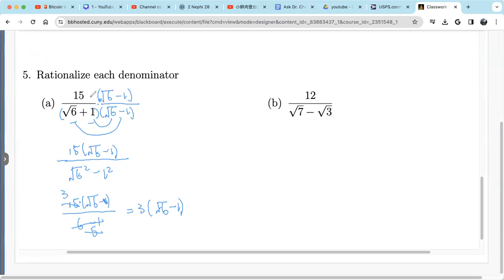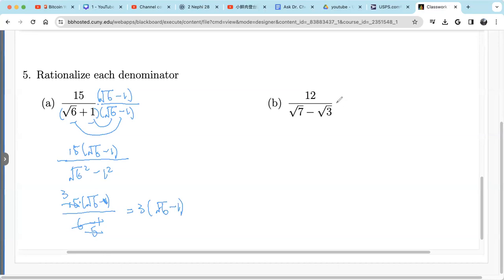Right. So this is the process of rationalizing the denominator. We multiply by the conjugate of the denominator, because square root of 6 is an irrational number, and adding 1 is still an irrational number. We want to make the denominator a rational number. So we multiply by its conjugate, which means square root of 6 plus 1 and square root of 6 minus 1 are conjugates of each other.